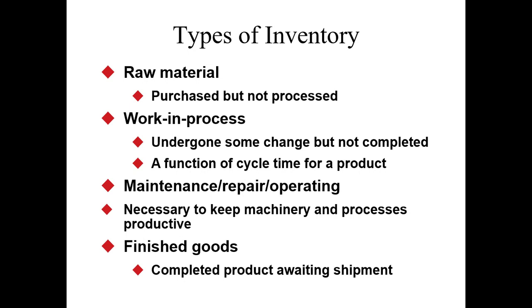As we have already said, types of inventory. The inventories are in the form of raw materials, which are already purchased but not processed. Work in process, also called semi-finished products, where some type of transformation is already done but not completely done. Maintenance and repair operating, because in most industries there are spare parts required to maintain the operations of different units. And of course the finished products which are already ready and are waiting for delivery or shipment.